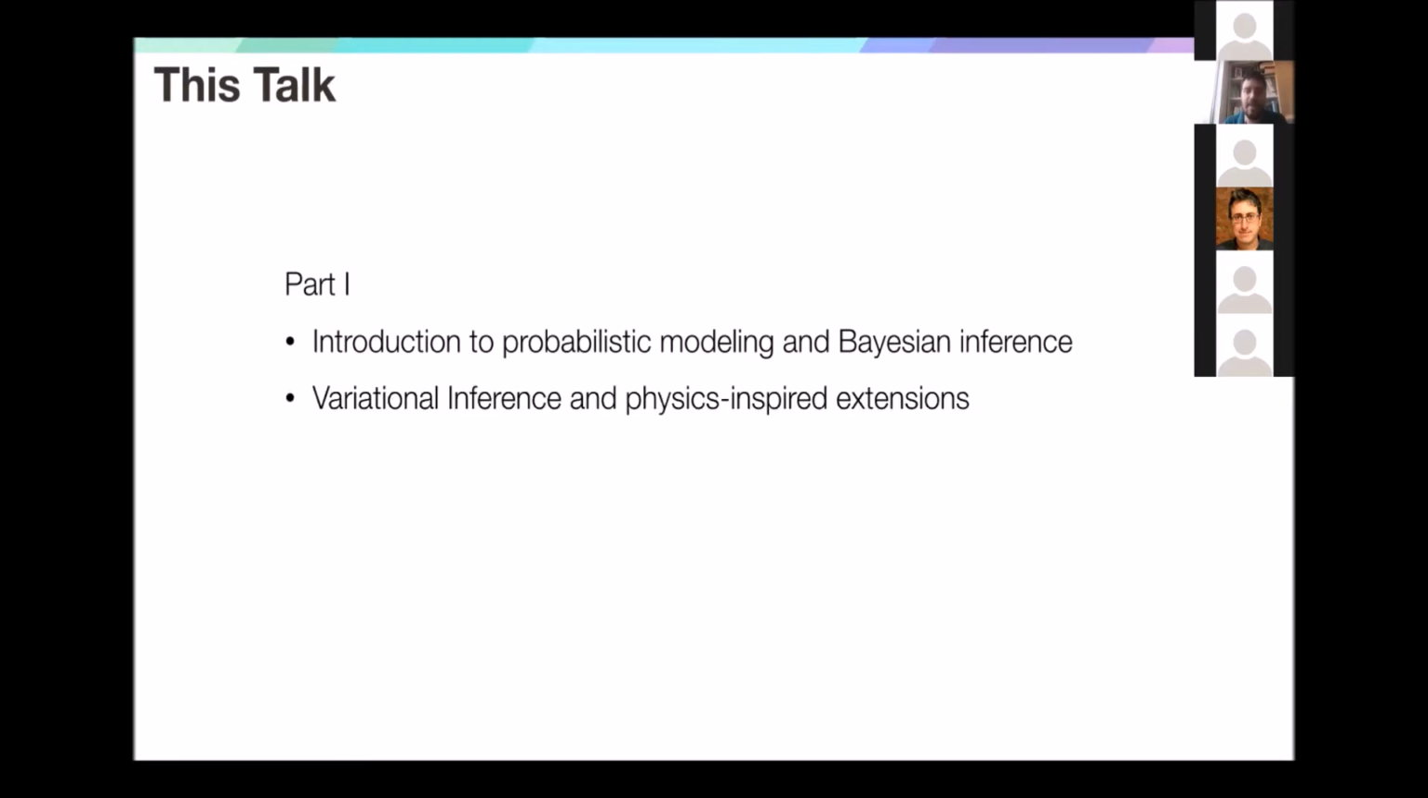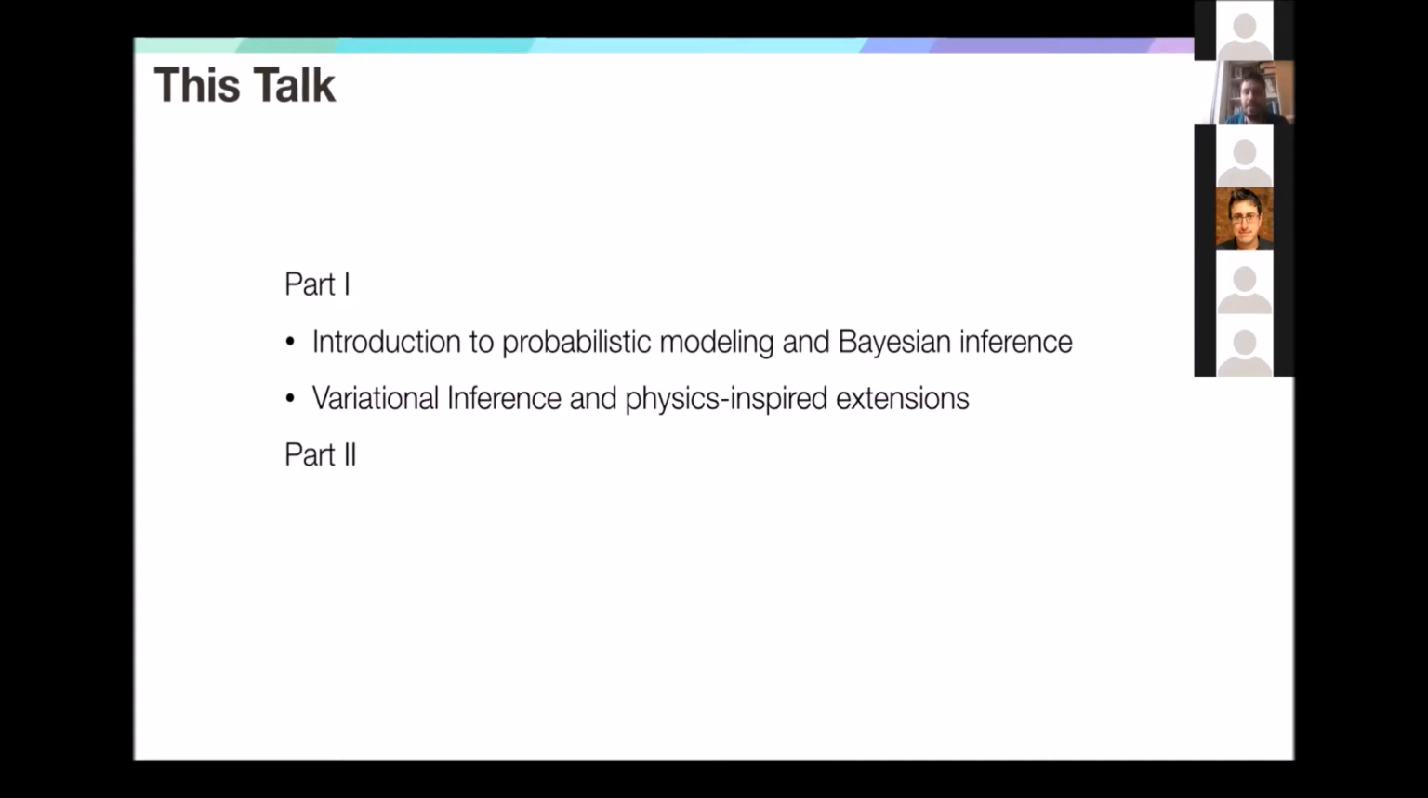And then I will talk about my special area within probabilistic modeling, which is an approximation scheme called variational inference. It has become very popular in recent years and really allows you to scale up probabilistic modeling, combine it with deep learning, and apply it to very large data sets. And I will also tell you how this method in particular was inspired by theoretical physics about 20 years ago, and how physics ideas can still help improve variational methods.